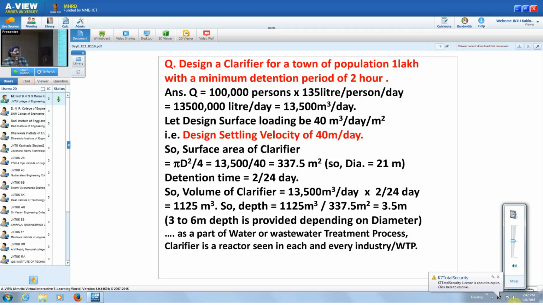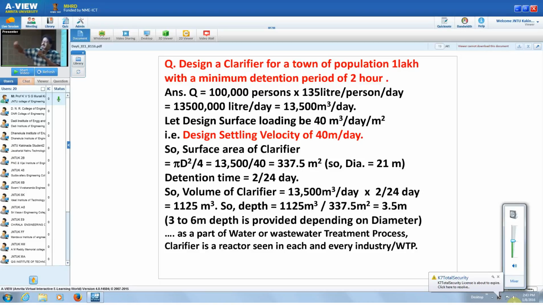Similarly here, it is 2 hours. So what is the volume of the clarifier? There, 2 hours means your mind should tell it is 2 by 24 day. Flow is meter cube per day. This is day. Multiply both. You will get meter cube, which is the volume of the clarifier. That's all. You will get it as 1125 meter cube. You know the volume of it.